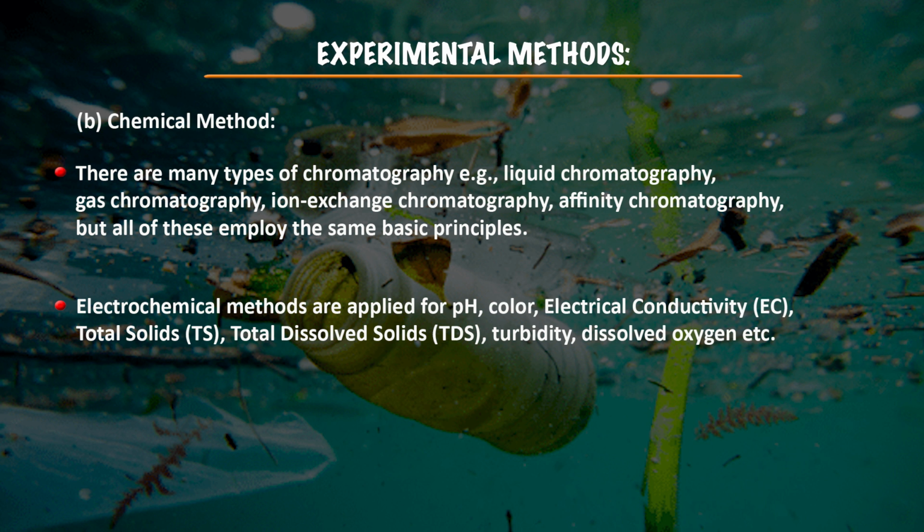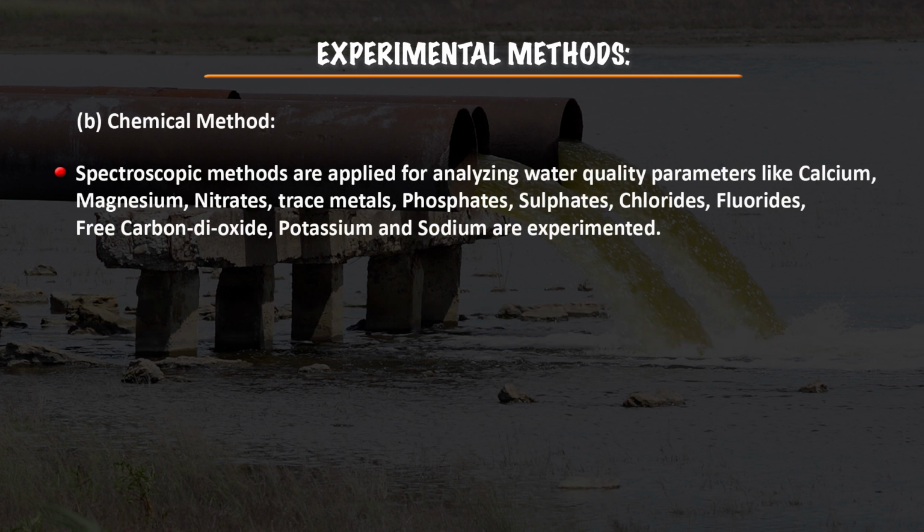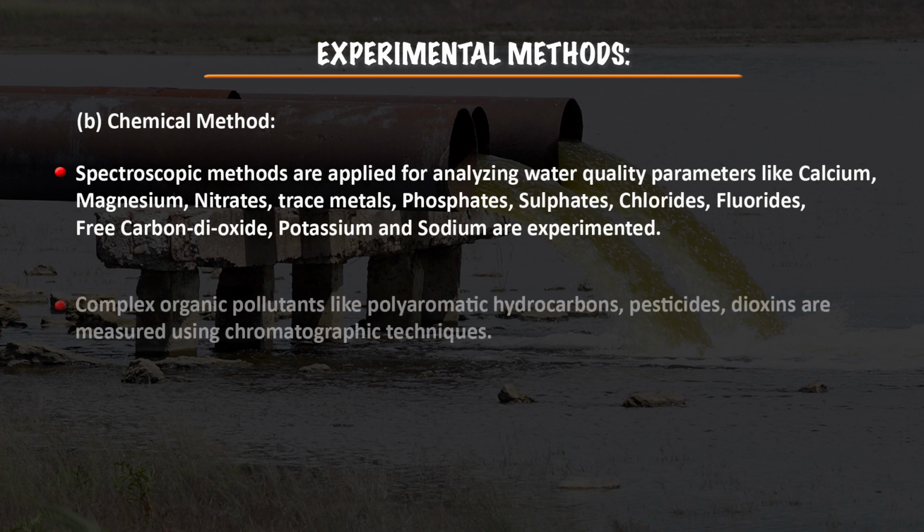Electrochemical methods are applied for pH, color, electrical conductivity, total solids, that is total dissolved solids, turbidity and dissolved oxygen. The spectroscopic methods are applied for analyzing water quality parameters like calcium, magnesium, nitrates, trace metals, phosphates, sulfates, chlorides, carbon dioxide, potassium and sodium. Complex organic pollutants like polyaromatic hydrocarbons, pesticides and dioxins are measured using chromatographic techniques.